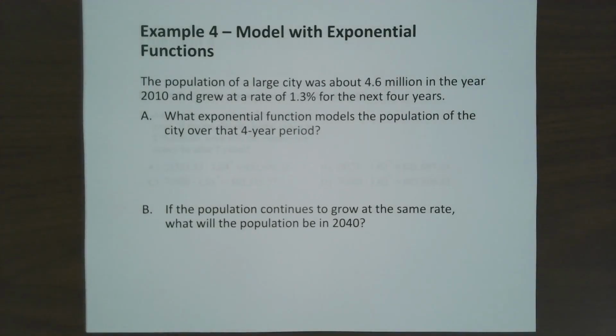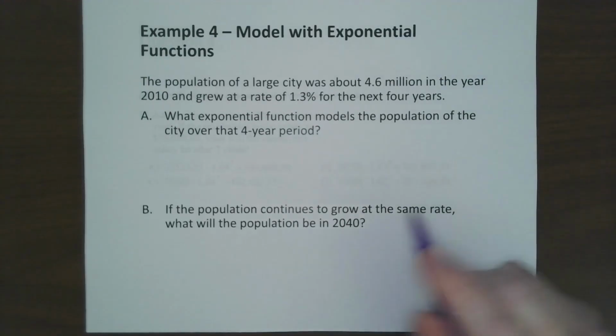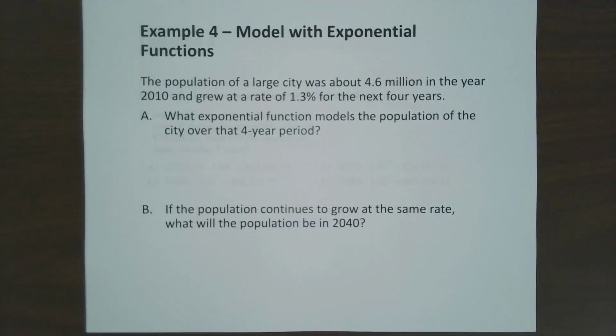Okay, how do we model? This is used a lot in so many different areas, especially with population. So it says right here the population of a large city was about 4.6 million in the year 2010 and grew at a rate of 1.3% for the next 4 years. What exponential function models the population of the city over that 4-year period?